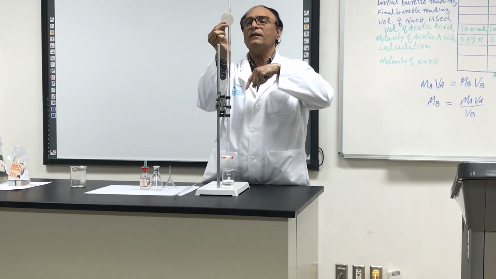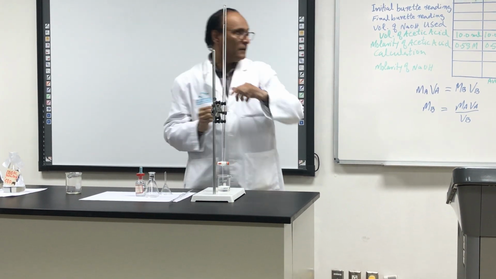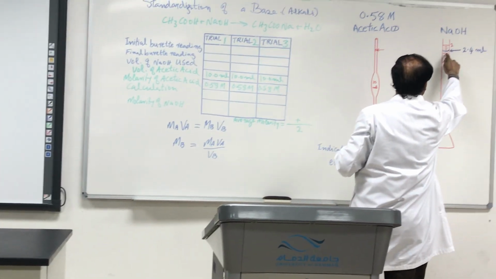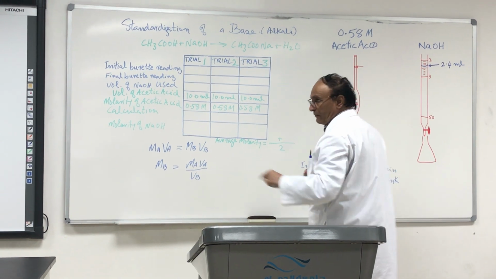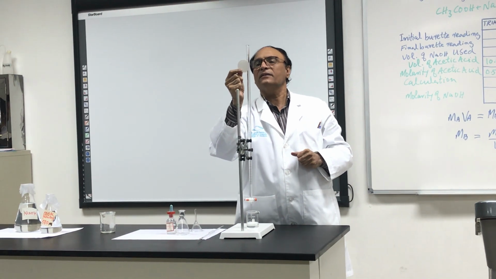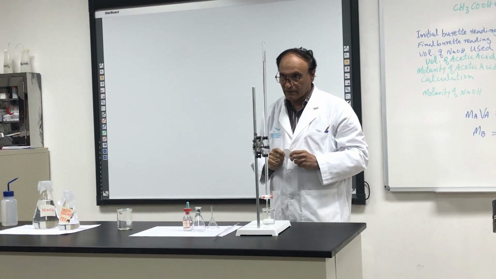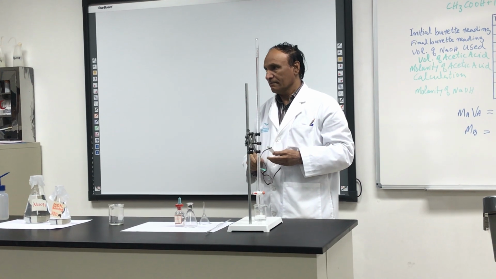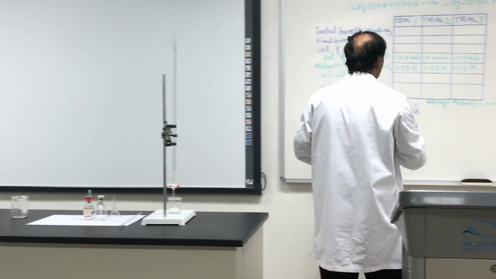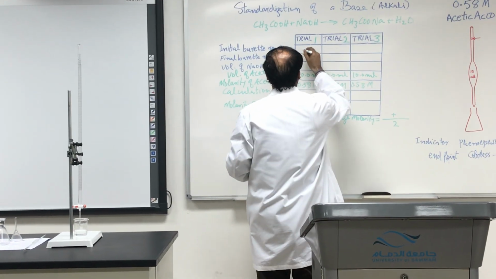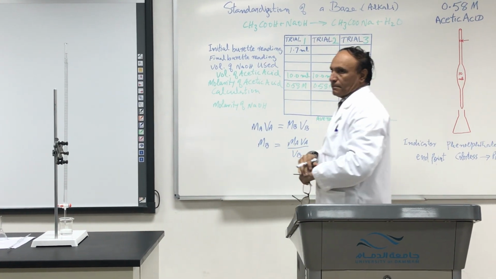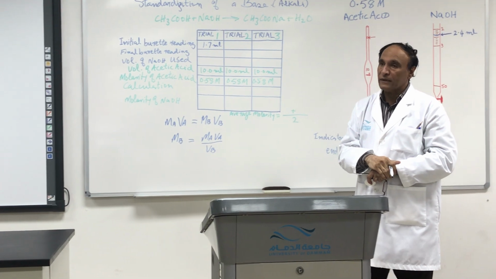1.5, 1.6, 1.7. This is 1. Then there is a 5. In between is 0.5, and 2 more down. So this one is 1.7. This is the initial reading. So I will write here initial burette reading 1.7 ml. Right? Did you understand what I did?